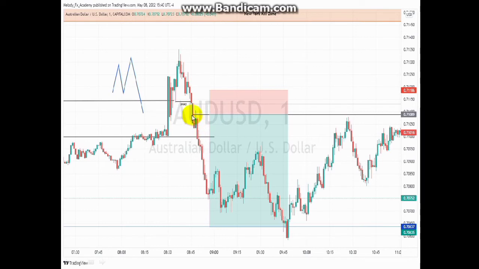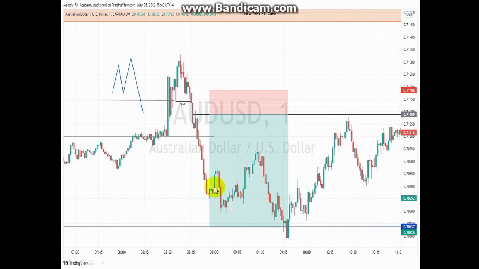My entry was on these third candles right here. This was the first candle, the second and the third candle created right here. As soon as this candle traded up into it, I got my entry right there. So this was my shift in market structure, and I got my entry. And I got out at an old low right here.